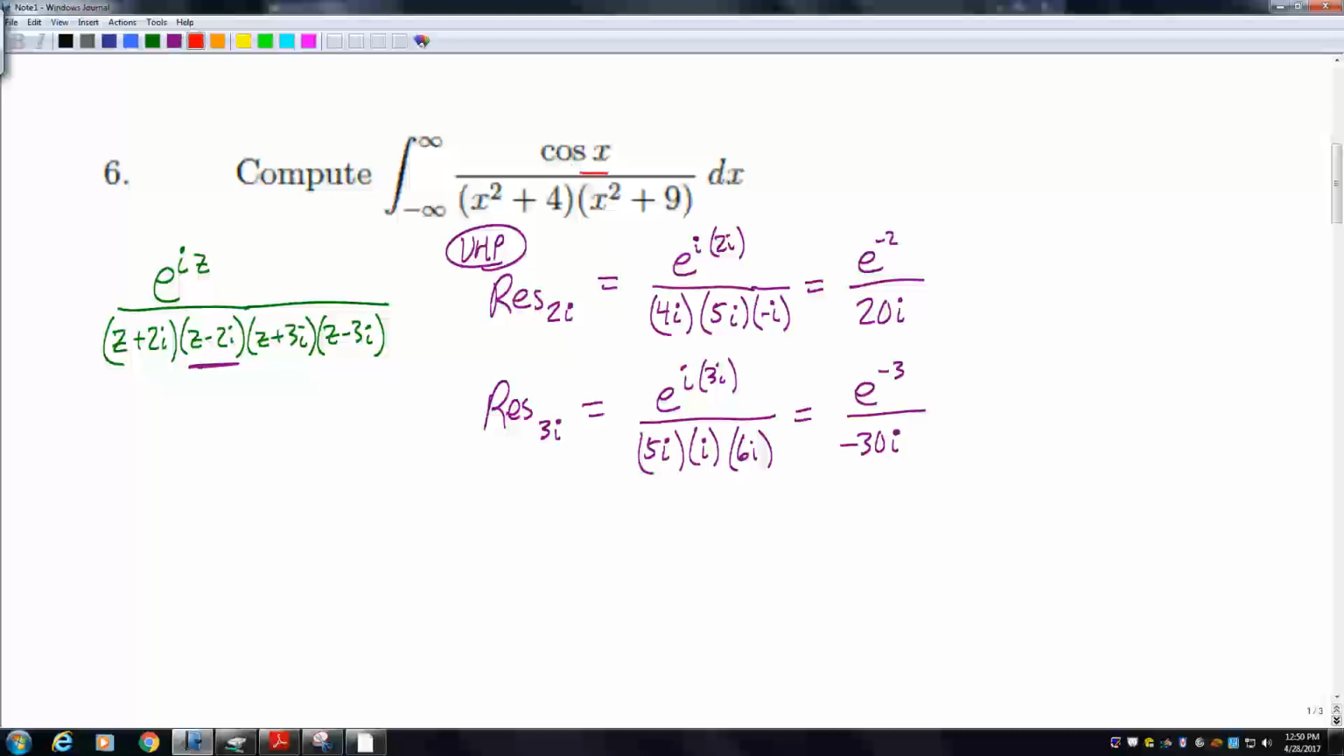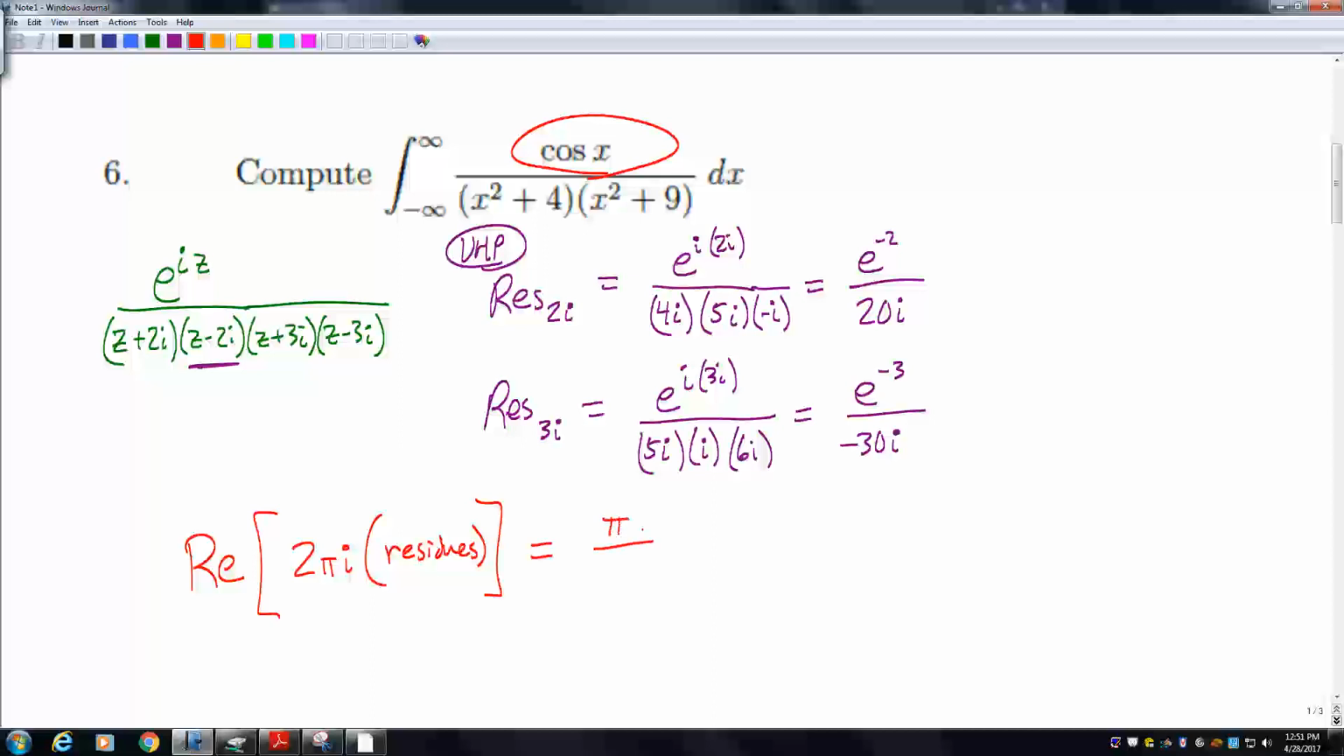The answer to the question, remember I'm integrating a real integral here, the cosine of x. So the integral that I seek is actually the real part of an integral whose value is 2 pi i times the residues. So plug in the two residues there, multiply by 2 pi i, take the real part, but everything I guess is real here. So I'd cancel the 2's, and then I have a 15 e cubed. So there's my solution to this residue integral.